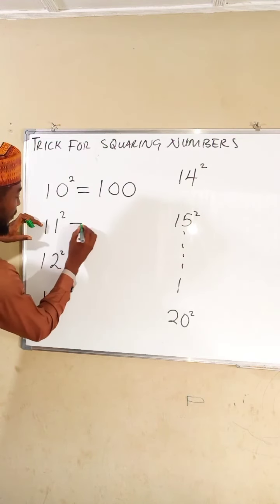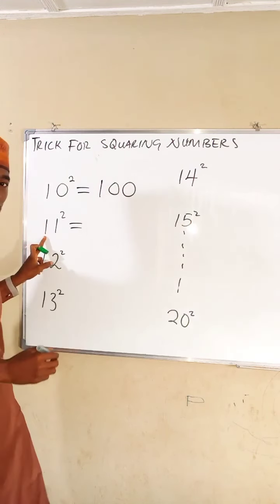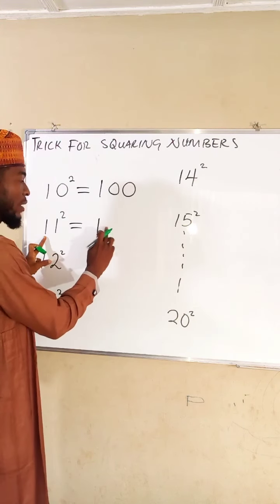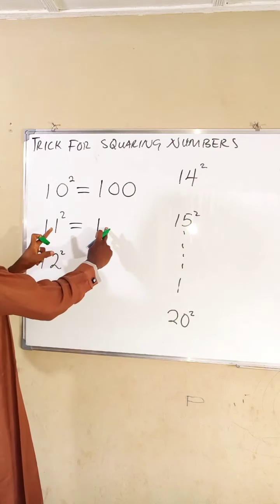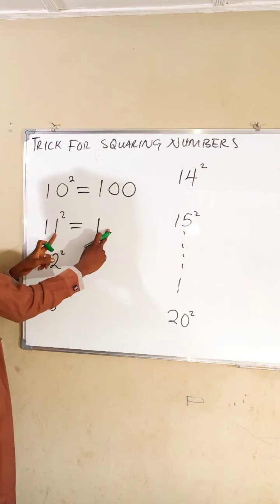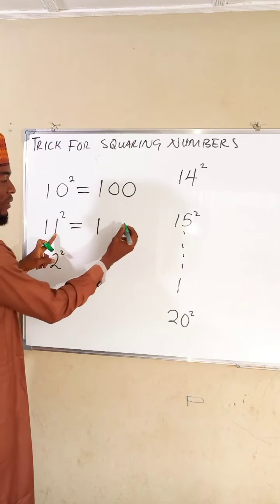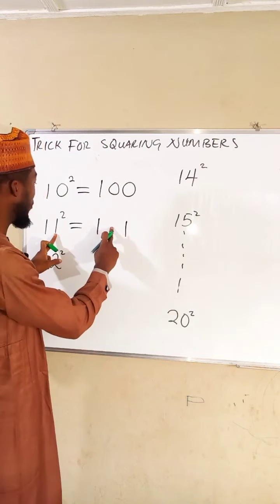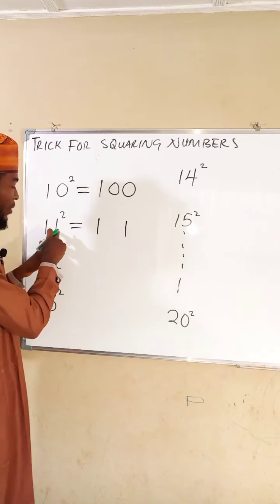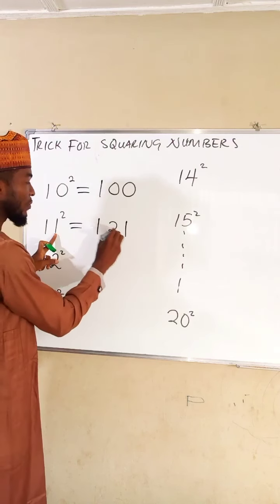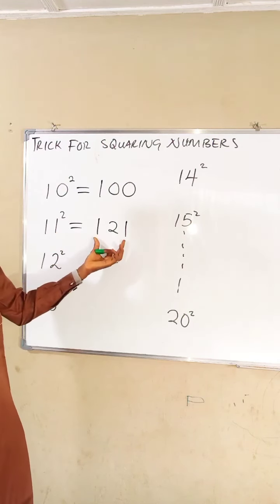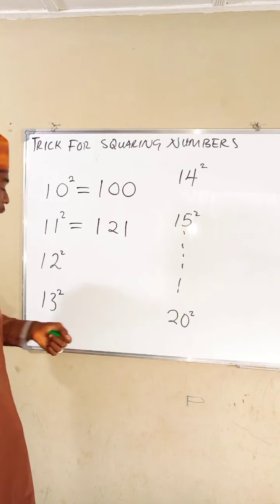It's 11. Take the first number, multiply it by itself. 1 times 1 is 1. Leave a space for the second number. Move to the second number here. Multiply by itself. We have 1. Then the middle number is going to be obtained by adding this number to itself. 1 plus 1 is 2. So we have obtained the square of 11, which is 1, 2, 1.